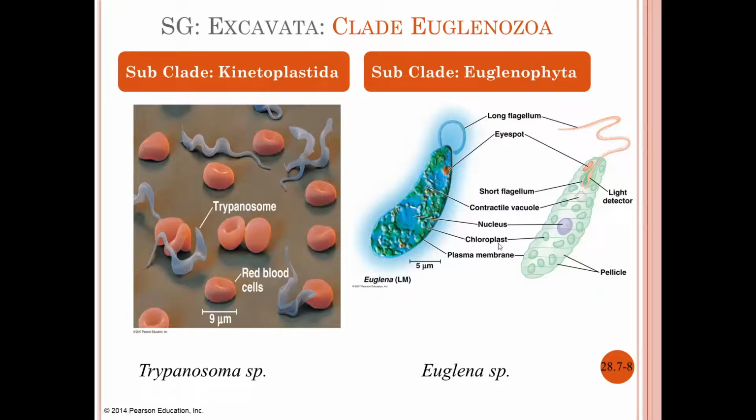Nucleus, that's where the DNA is stored. The chloroplast is for photosynthesis, and then the plasma membrane, no cell wall. Don't worry about the pellicle here. That's just for structure, but I won't ever ask you anything about that.